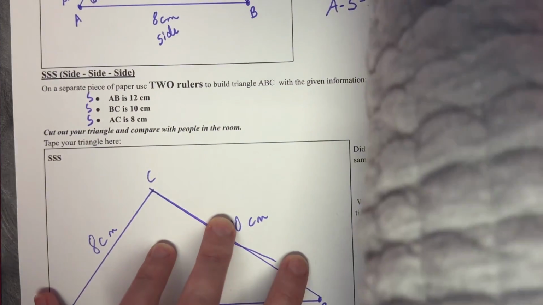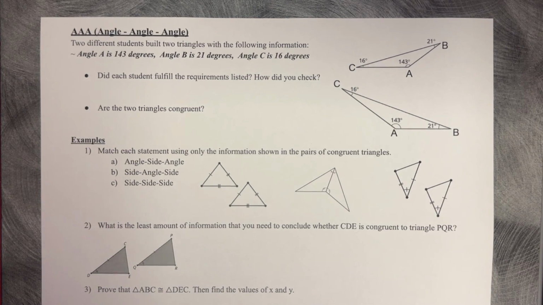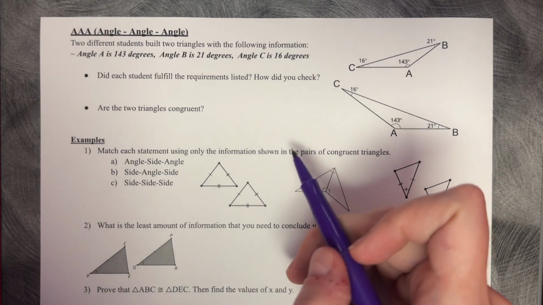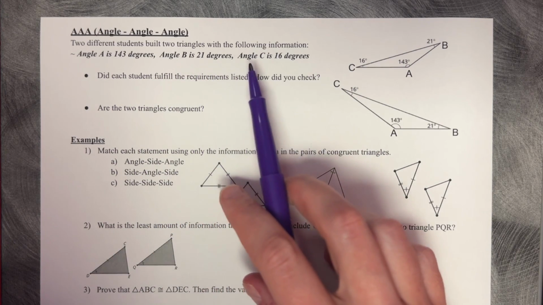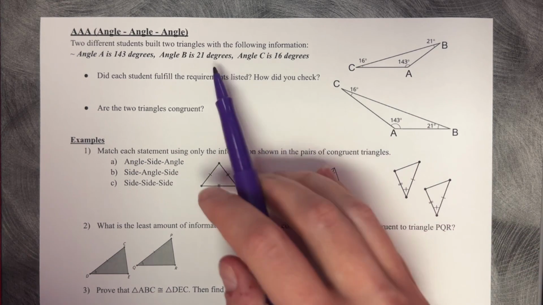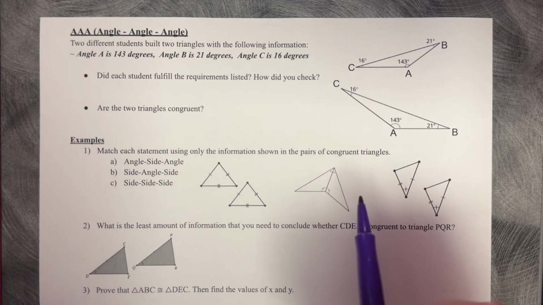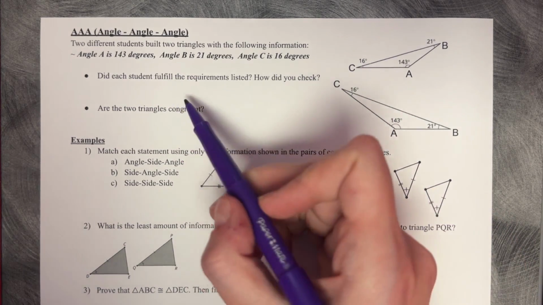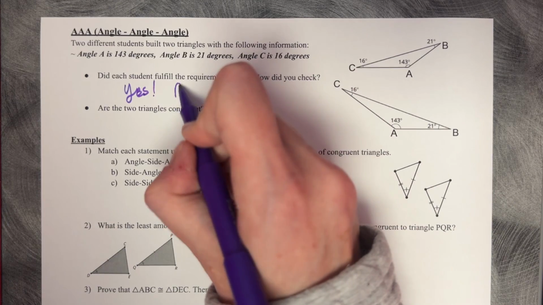All right, let's try and look at one that does not work. One pattern that does not make congruent triangles is the pattern of angle, angle, angle. If I build a triangle that's got 3 angles that are the same size between them, you are not going to make congruent triangles. So let's look at this one. 2 different students built 2 triangles with the following information. Angle A is 143 degrees. Angle B is 21. And angle C is 16. Well, that's true. You could use your protractor to measure. And it says, did they fulfill the requirements listed? Yes. And we could check with a protractor.